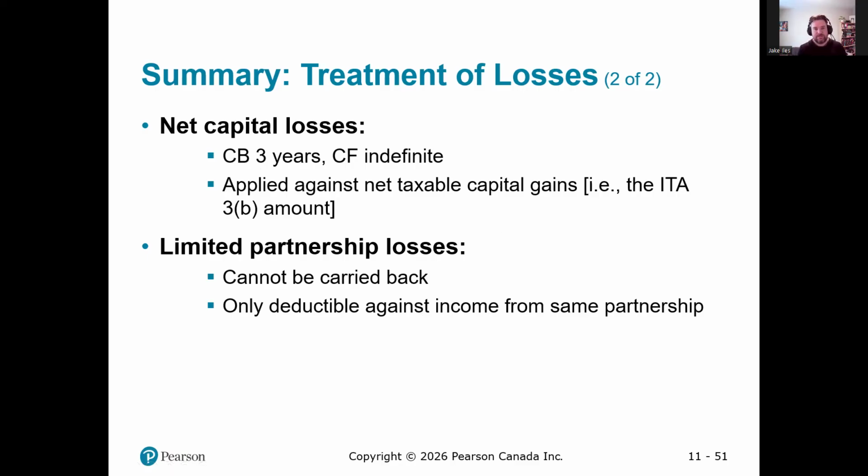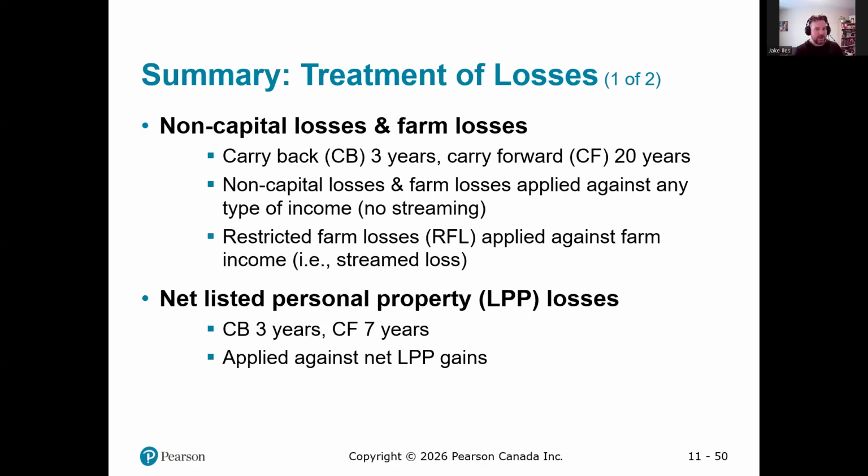So up to this point in the videos, we've covered a series of losses. There's a summary of it. In the next video, we're going to talk about the capital gains deduction that can be used to protect capital gains. And then in a future video, we will deal with what happens if you have multiple types of losses, which ones you want to use first. That's going to be called order of losses.